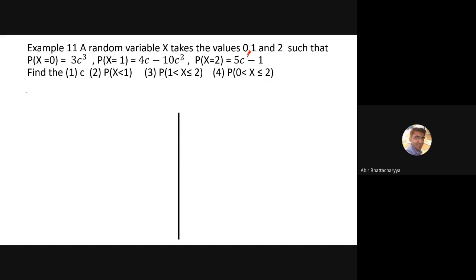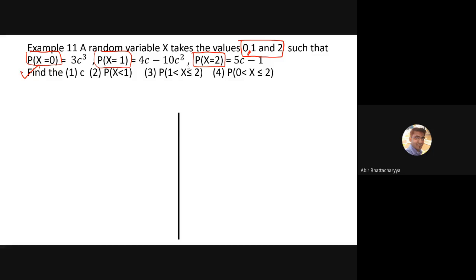So next, you have to find the value of c and everything. What we will do first: all three values are given. These are the total three values that the random variable has been taking, 0, 1, and 2, and all the probabilities are given: first probability, second probability, and third probability. That means this is a distribution table. A distribution table is given to you.